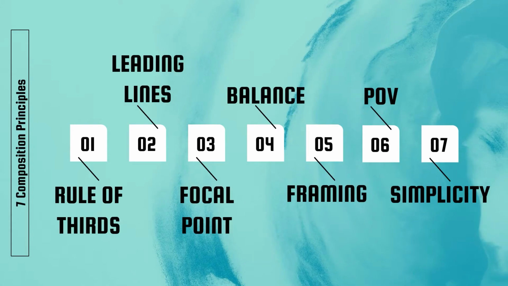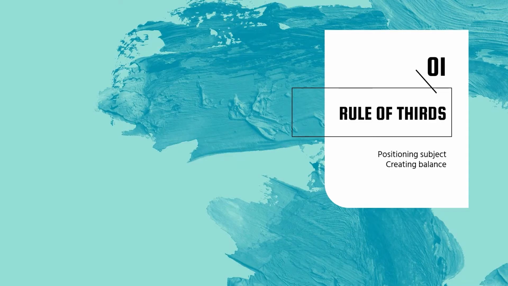Right? If we go back to all of our 7 principles here, we see that balance is one of them. But lots of these principles kind of overlap with each other. So the rule of thirds can help with balance, just like leading lines can help with our focal point. Framing can help with our focal point. So there is some overlap here.